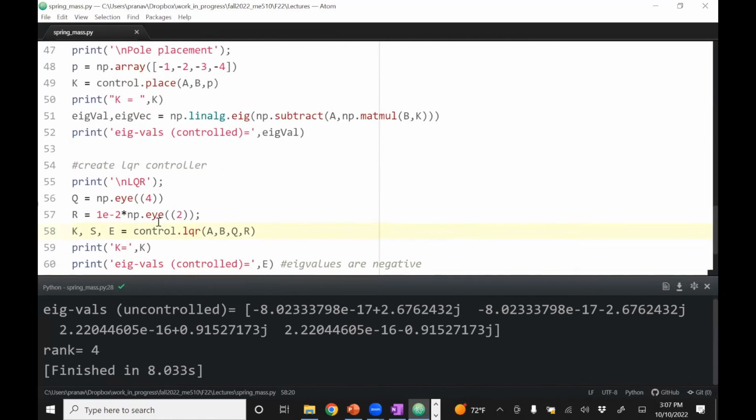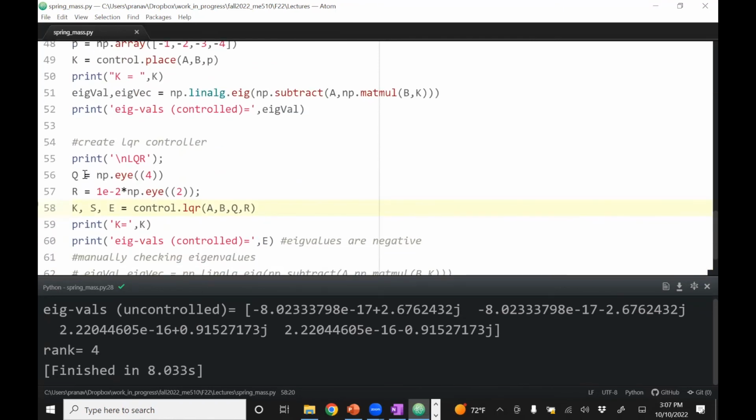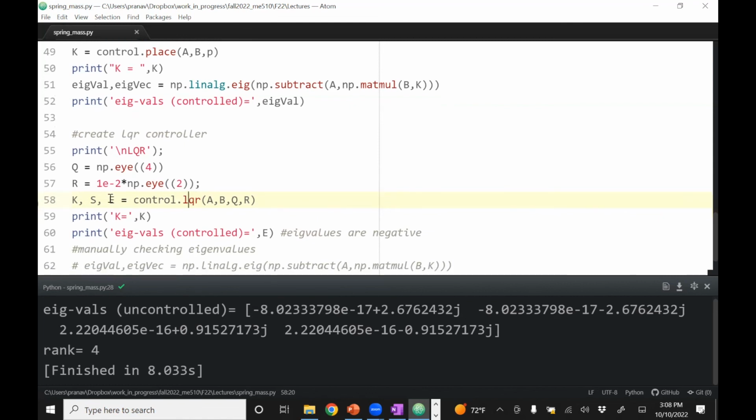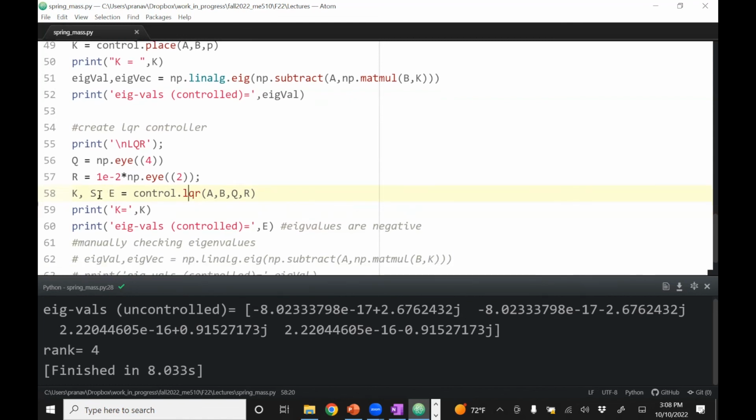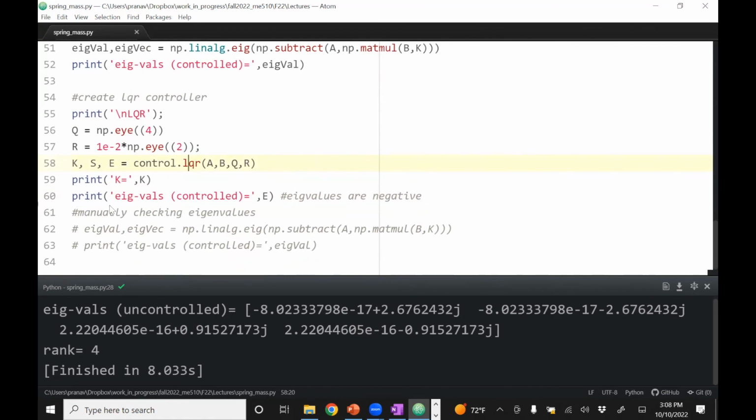And then I have LQR, which now, this is a 4x4 system, so Q should be 4x4. R, I've put identity times 1e-2. So this is how I can weigh Q relative to R by putting a suitable weight. So if I put 1e-5, for example, you will have more aggressive control. So the smaller it gets, the more aggressive it gets in terms of control. I gave K, S, E. S is the same as P. And so, running this code.